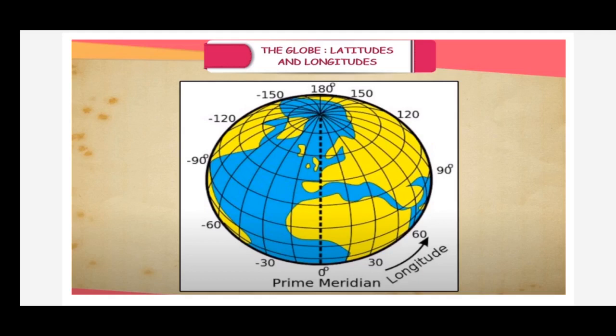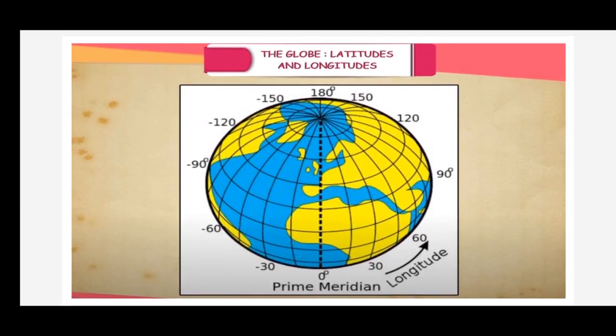And one more thing, these longitudes are also very helpful for finding out the time of a place. As you can see here, there are 360 longitudes on the globe, covering the globe, right? To cross one longitude, it takes 4 minutes. How many minutes, children? 4 minutes. So to cross the whole 360 longitudes, it will take how many hours? 24 hours. If you count, you will get the answer. Last, I'll tell you the calculation.